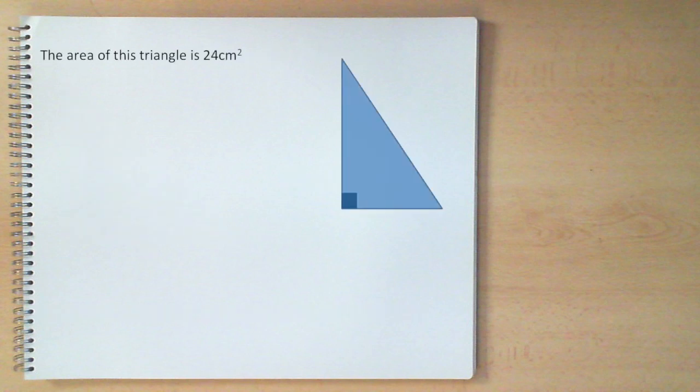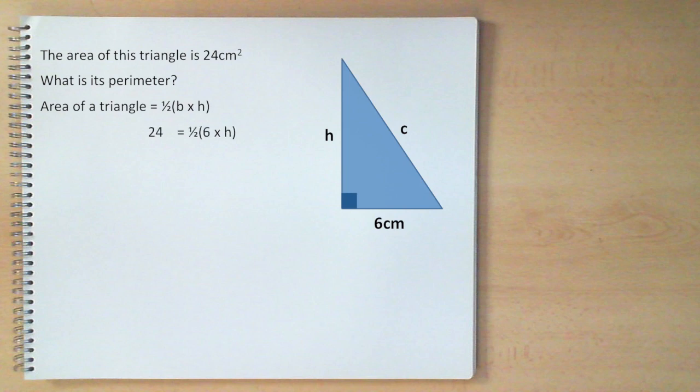This triangle is a right-angled triangle and its area is 24 centimeters squared. The question is, what is its perimeter? You might think that's quite a tricky question to answer given that we've only been given one of the lengths of the sides. Working out its perimeter requires us to know all three sides. So what do we know? We know the area of a triangle is half the base times the height. So we've been given the base and the area, so that means we can work out the height.